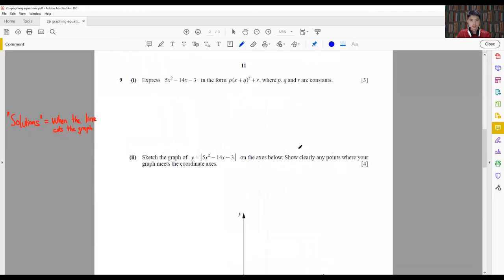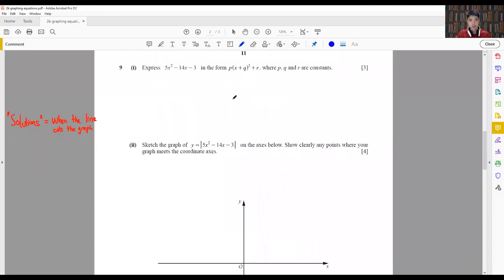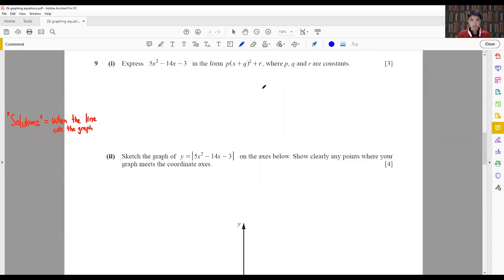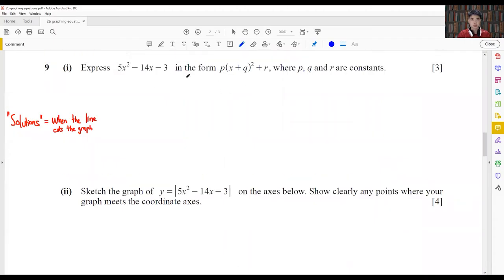Now, looking at the next question here, same thing. First, they're asking you to complete the square for this quadratic equation. Obviously, we're going to need the coordinates of the maximum or minimum point for the next part, sketching the graph. That's why we always do this part first.